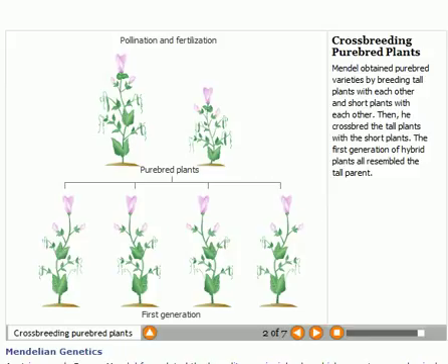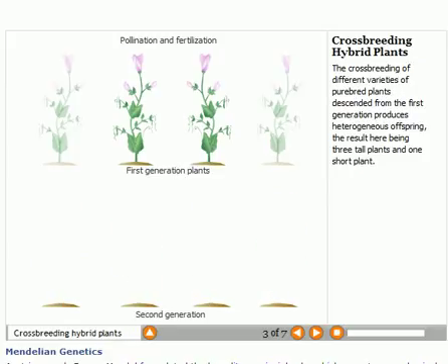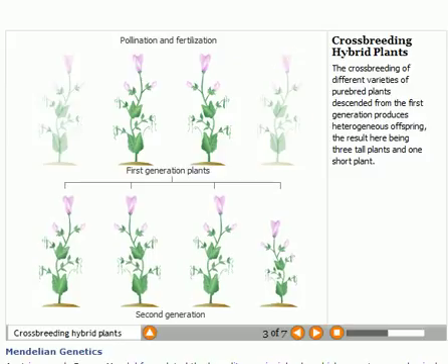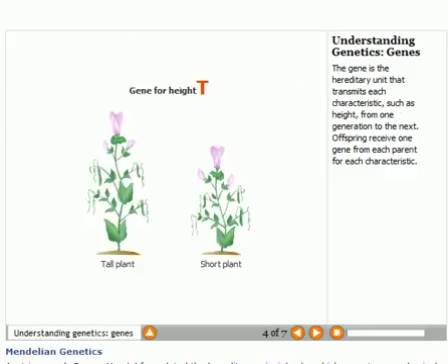Surprisingly, all of the offspring were tall. Mendel then tried crossing 2 of these tall offspring. The offspring from this crossing turned out to be in a ratio of 3 tall plants to 1 short plant. By looking at the underlying genetics, we can understand what Mendel observed.